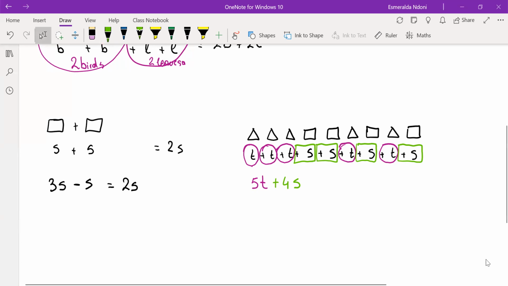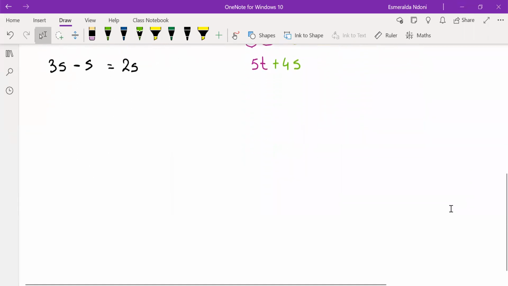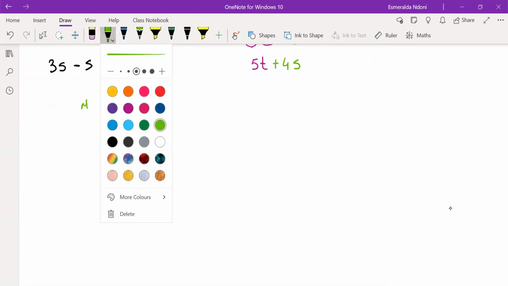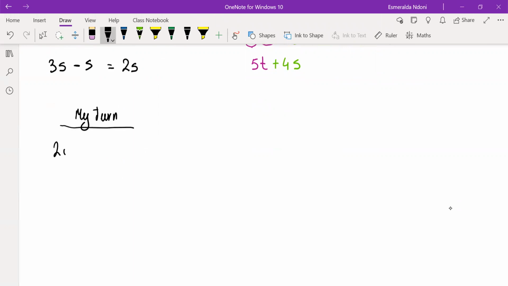I'm going to give you a couple of examples for you to understand this a bit more in detail. Okay, I am going to make some questions, I'm going to grab my black pen. So this will be my turn. I have 2 A's and I take away 1 A. What do you think I'm going to be left with? Well done, just one of them.